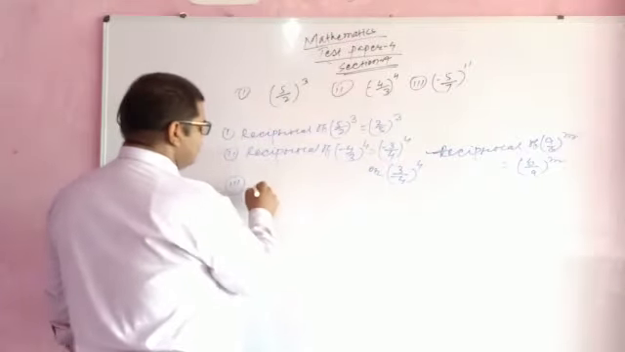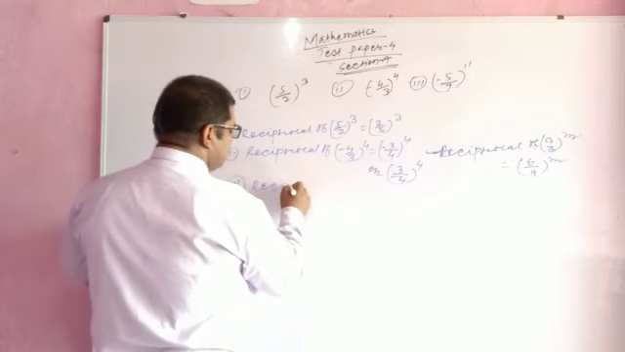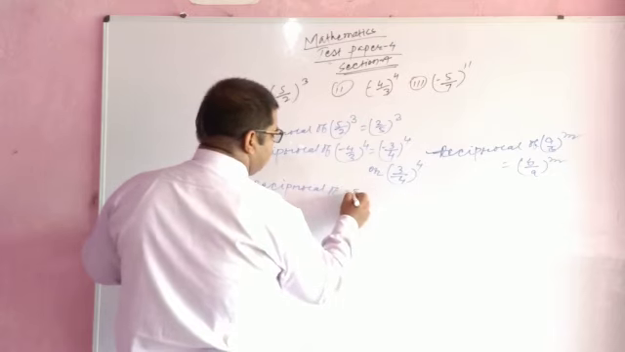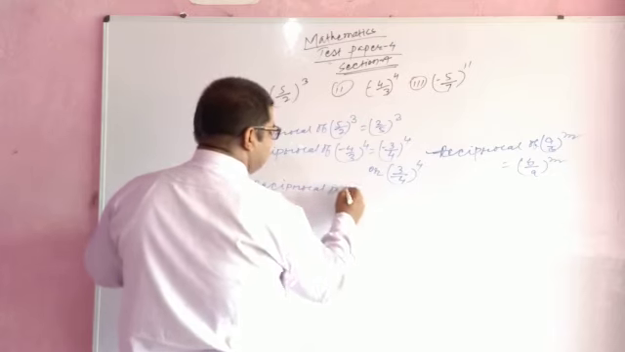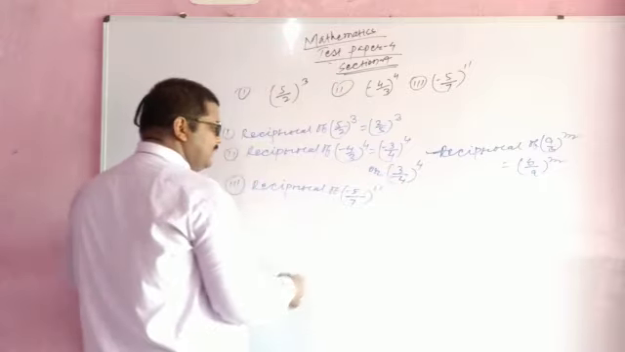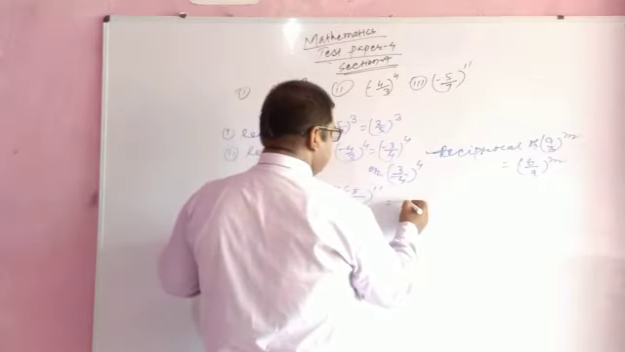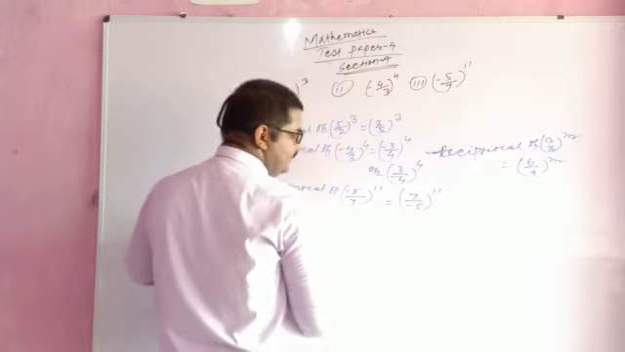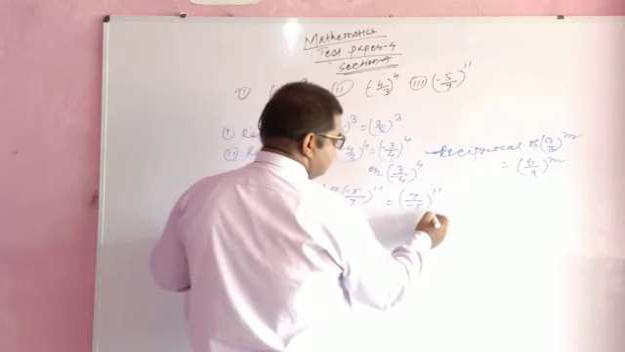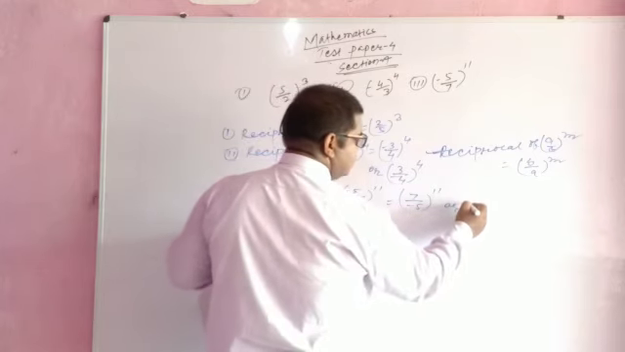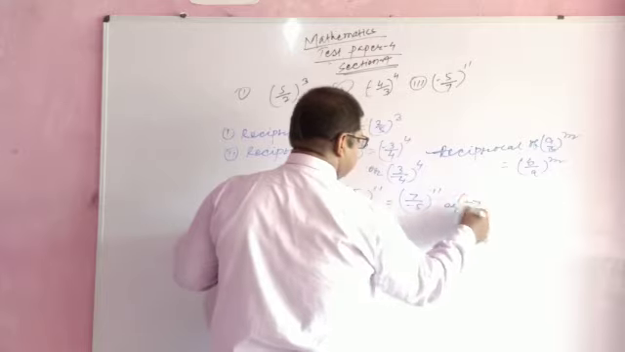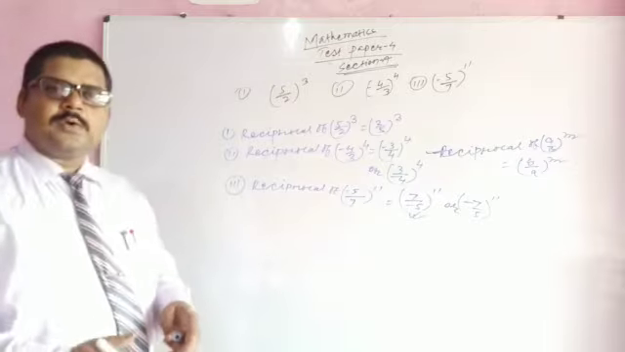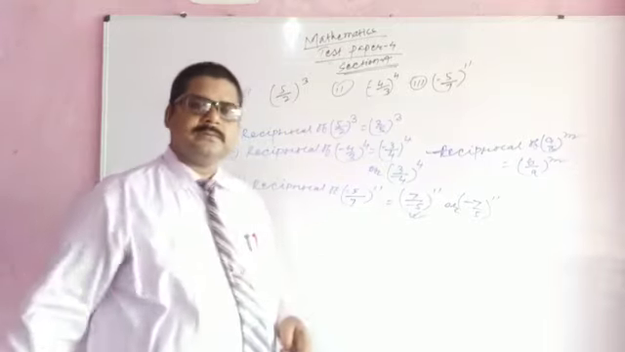So both answers can be written as the solution. And the third one: the reciprocal of (minus 5 upon 7) to the power 11 can be written as (7 upon minus 5) to the power 11, or you may write (minus 7 upon 5) to the power 11, but that is the best answer. So you can do the reciprocal this way.